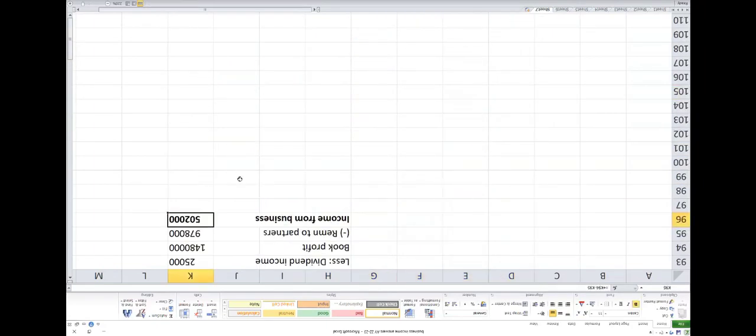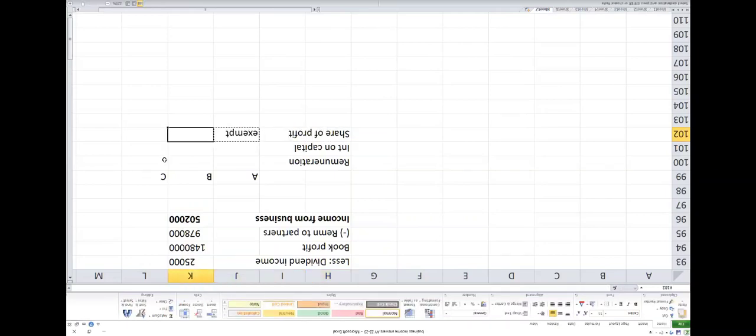இந்த 978 will be taxed in the hands of the partners. Remuneration will be taxed in the hands of the partners. அதே மாதிரி interest on capital will be taxed in the hands of the partners. Share of profit மட்டும் exempt in the hands of the partners. Here the firm will pay the tax. Again, it will not be taxed in the hands of the partners. So it's just a general idea.